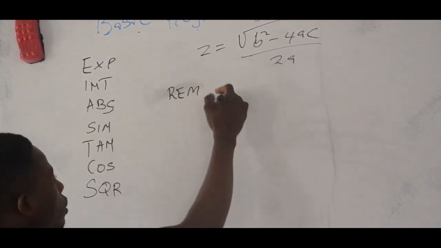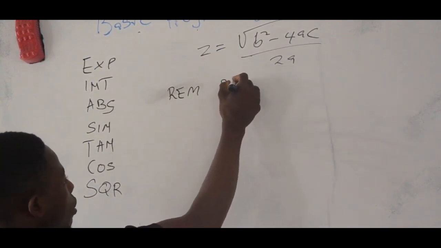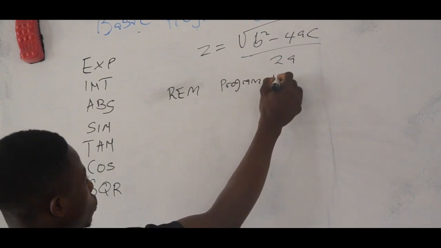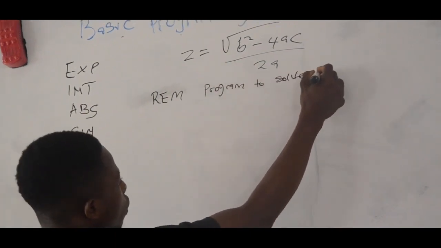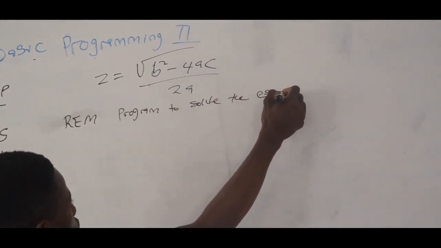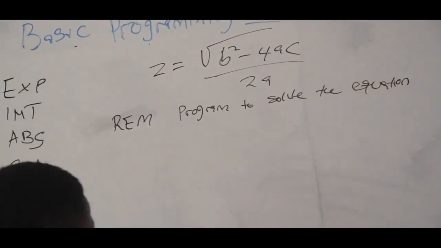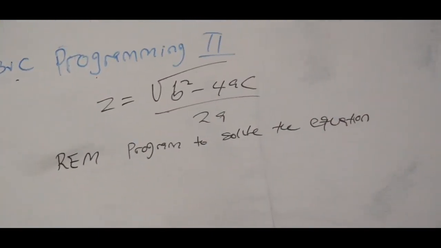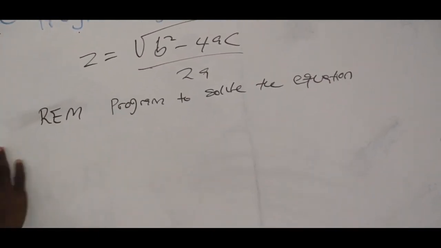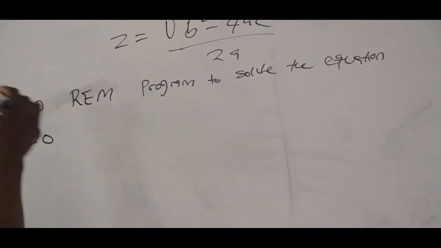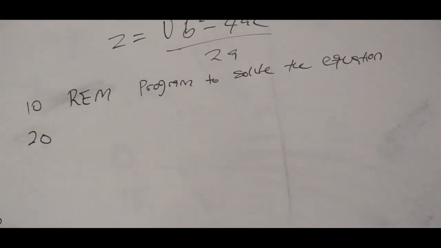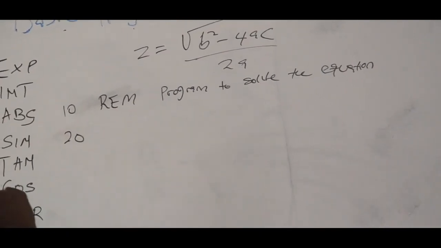Your REM is your remark. So you can say program to solve the equation. Our equation doesn't have a name, so we can put the name in there. So now the next thing is to go with your line 10. So now after this, what do you have next?